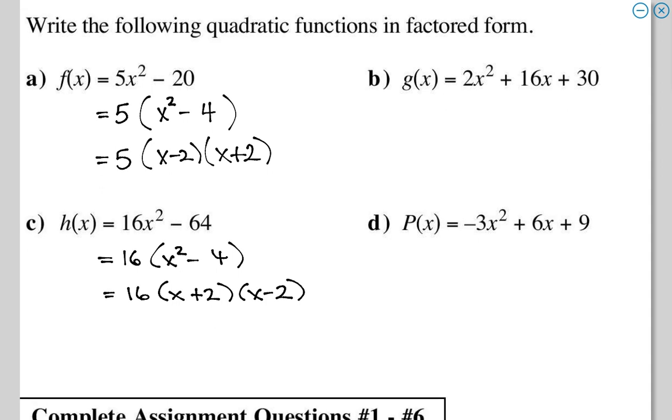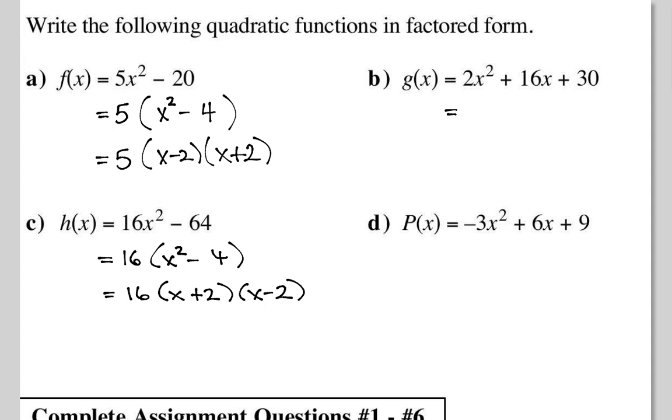Okay, let's take a look at g of x. Is there a common factor for g of x? So this is what I want you to think about. In the last one I said use 16 and check. For this one, what would you want to use? Yeah, 2's the lowest one, so at most you can only divide by 2.